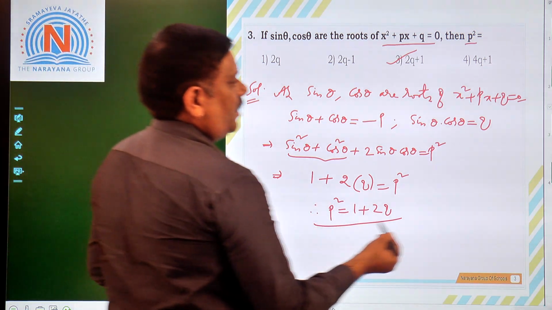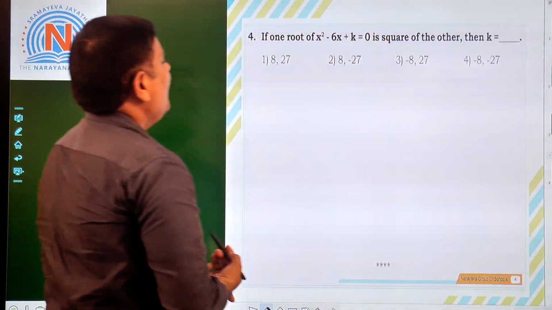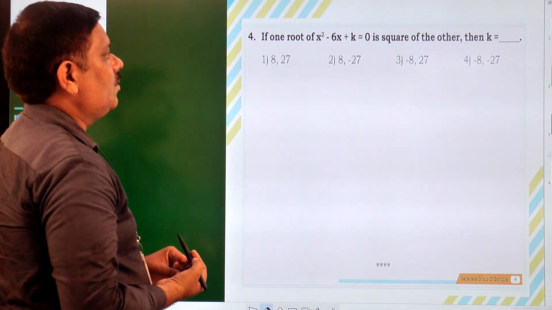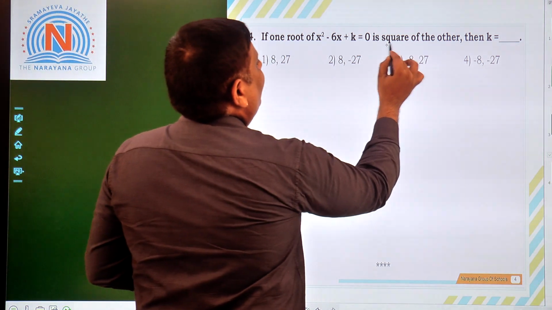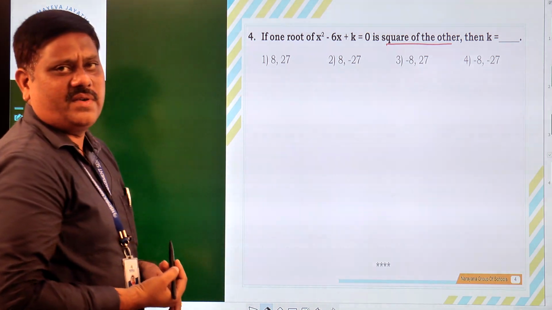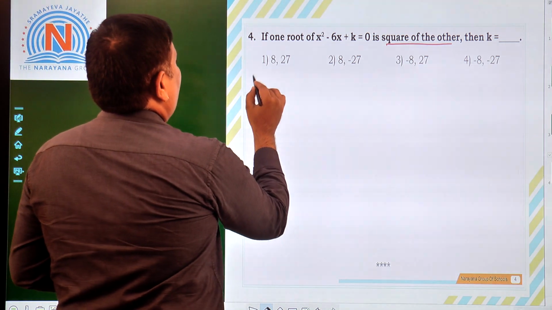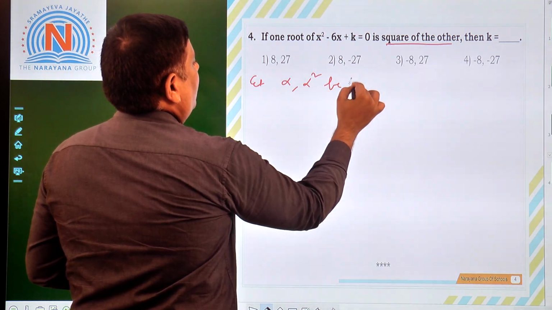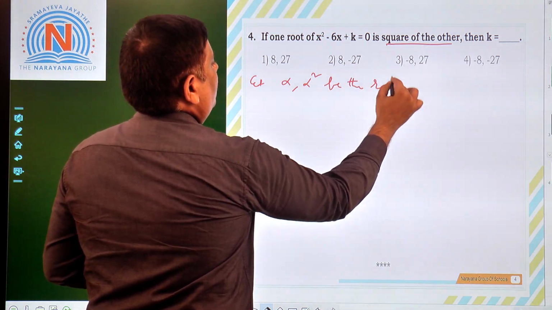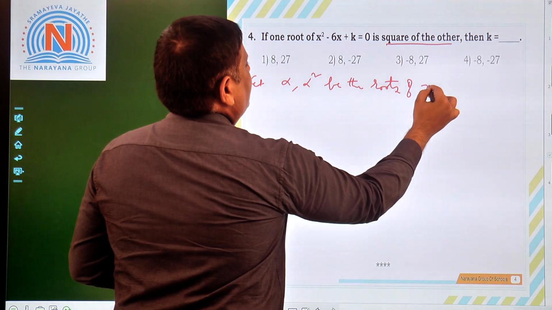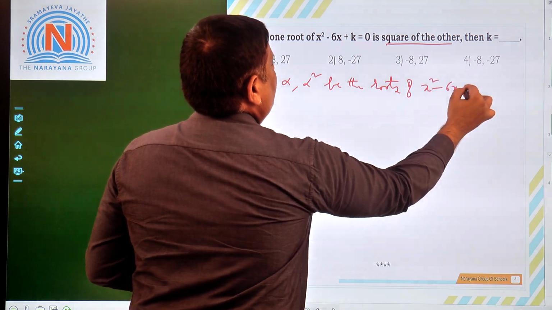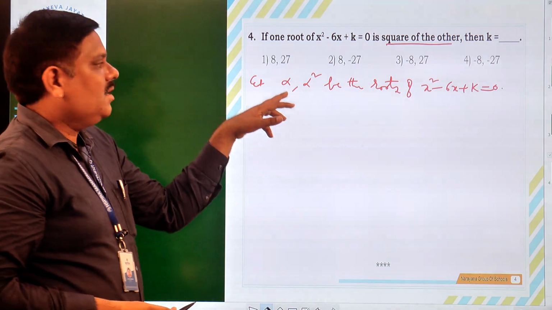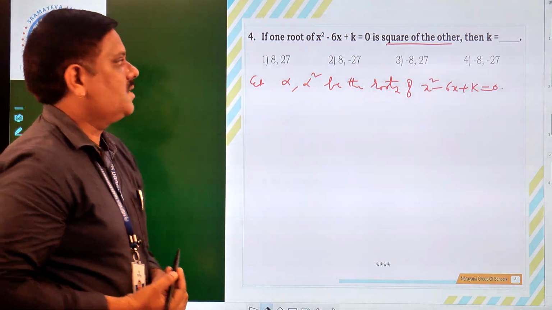Okay, now we will move to the next question. If one root of x square minus 6x plus k is equal to 0 is square of the other, one root is square of the other. Okay, now let alpha comma alpha square be the roots of x square minus 6x plus k is equal to 0, because he is saying that one root is square of the other. If one root is alpha, the other root will be alpha square.